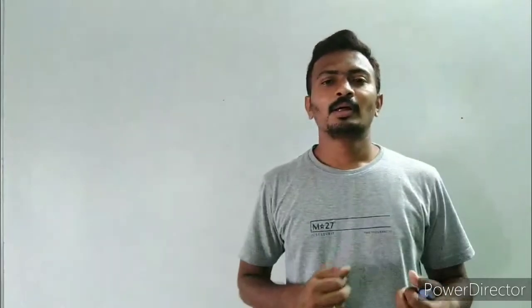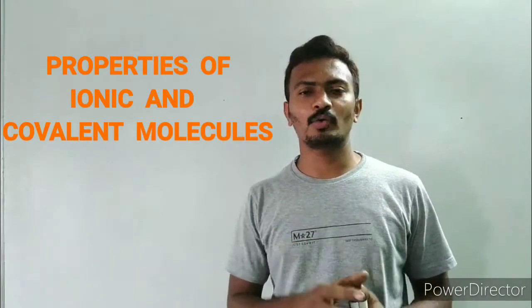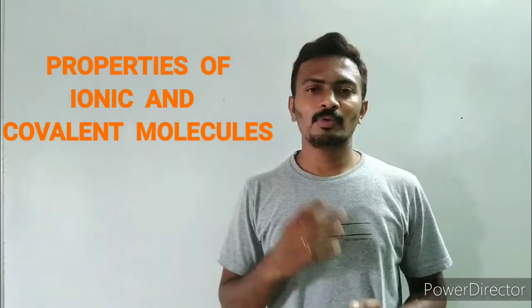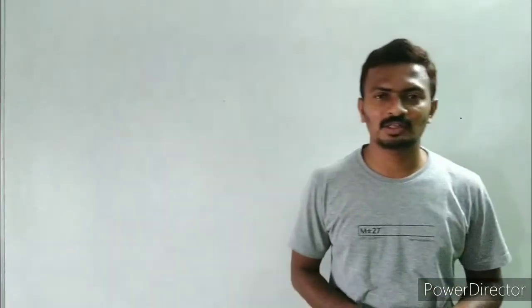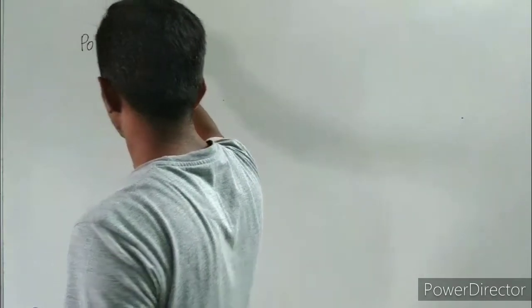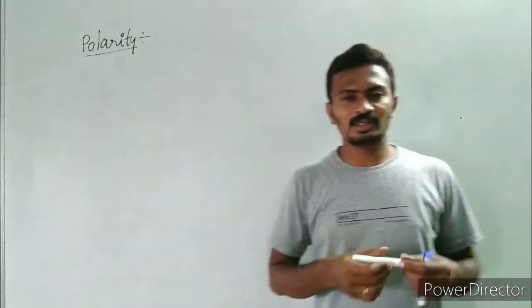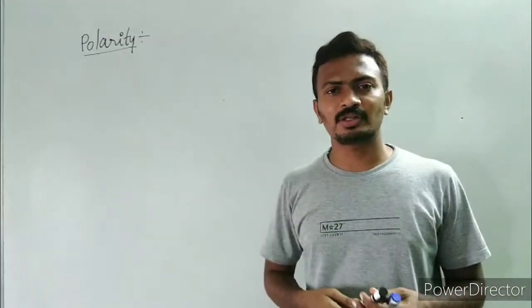Hello everyone. In this video, let us discuss the difference in the properties of ionic and covalent molecules. Before comparing their properties, we should know one property, that is polarization. You know about polarity. What is polarity and why do we need to know about this? Polarization, polarity in the bonds.